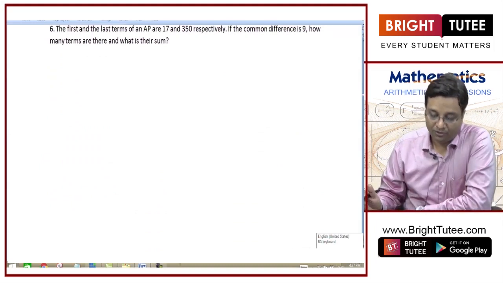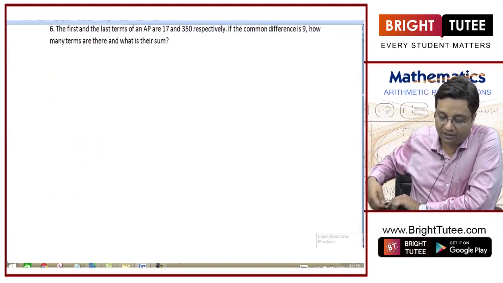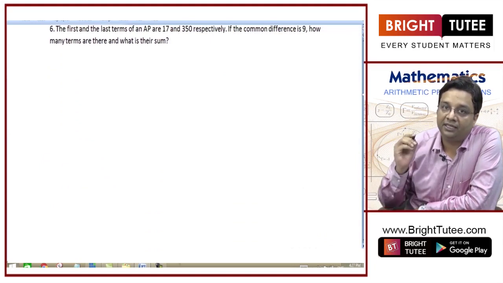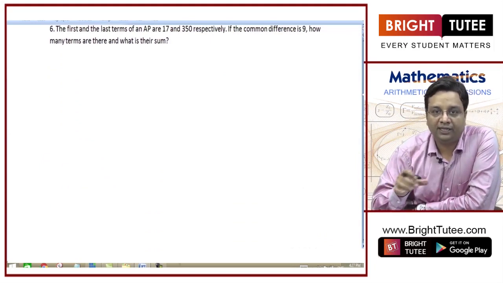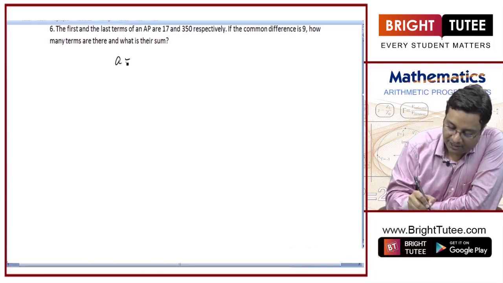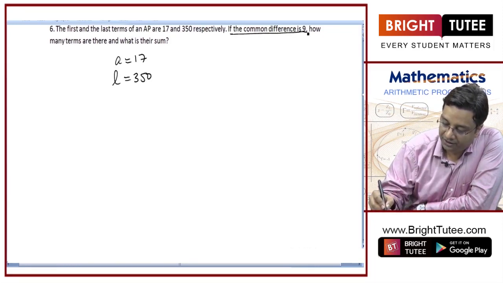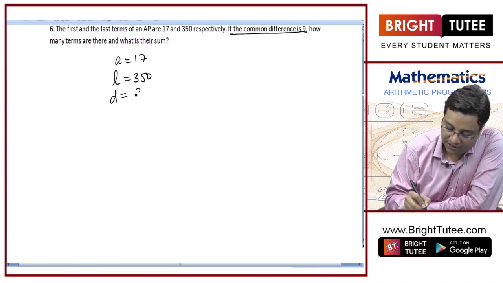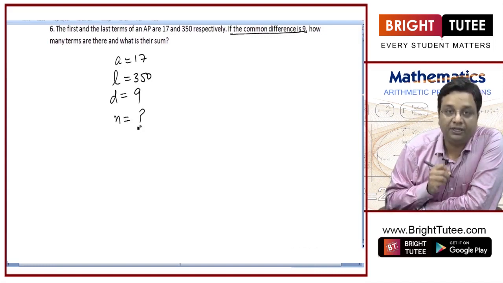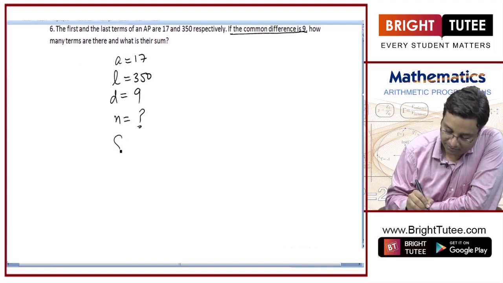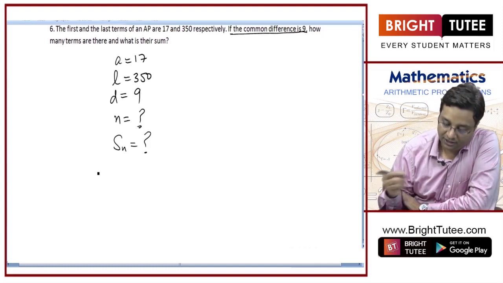Alright, let's move to this question now. The first and last terms of an AP are 17 and 350. First of all, you write these verbal statements as mathematical statements. First term A is equal to 17. Last term L is equal to 350. Common difference is 9, so d is given as 9. How many terms are there? So n we need to find out. And what is their sum? Sn we need to find out, right?